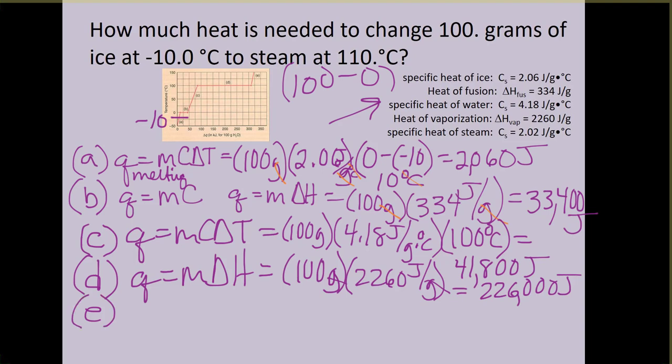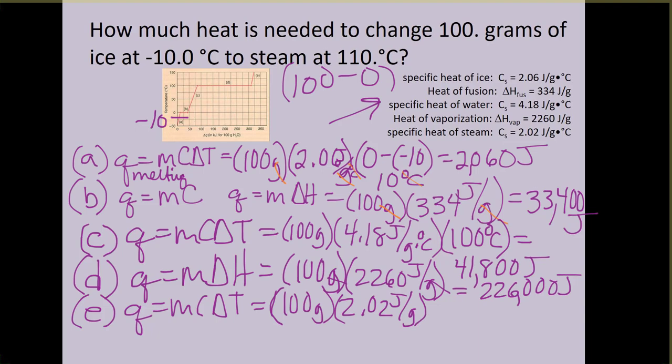The last area is area E. So Q equals MC delta T. Mass is 100. And my specific heat of steam is 2.02. So my temperature change, I started at 100. I go to 110 in area E. And so final minus initial, 110 minus 100. I'm going up 10 degrees. We can multiply that out and we get 2020 joules.